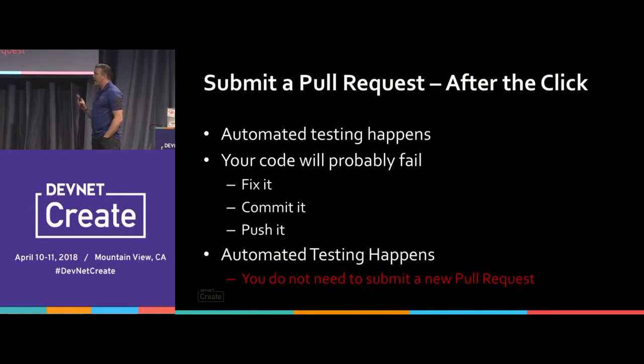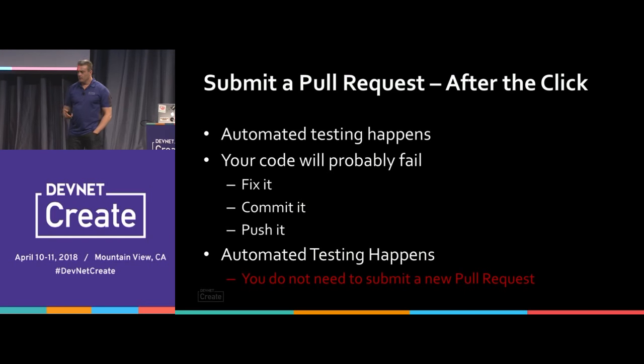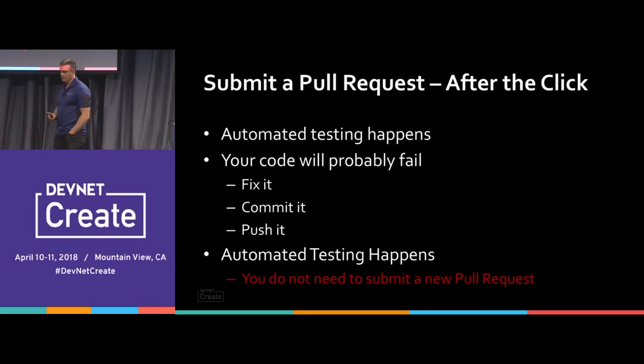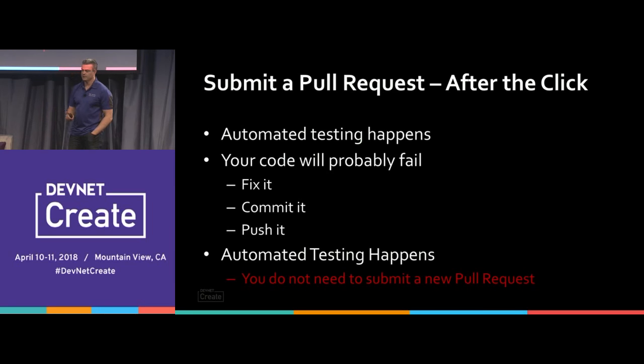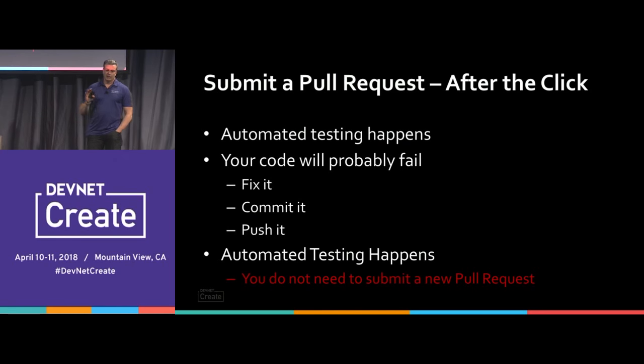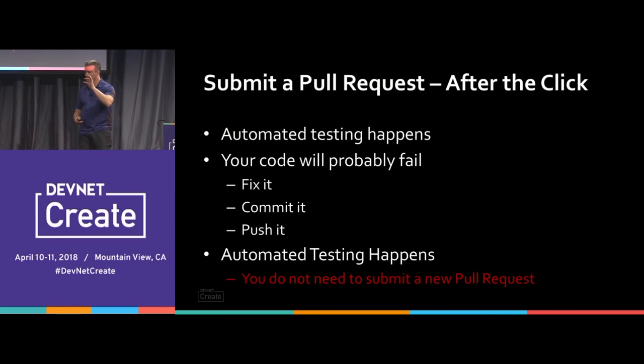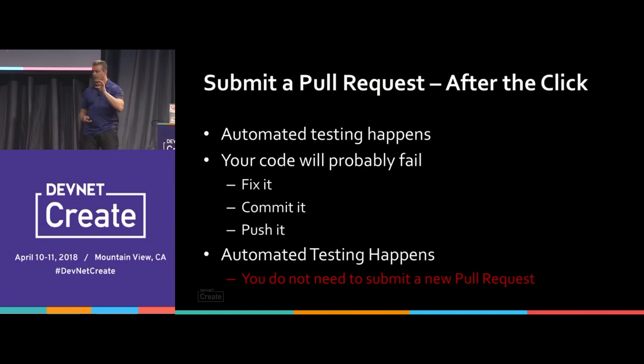All right. So after you click that button to submit the pull request, automated testing will happen. And as good as you are as a developer, and I've been developing for 30 plus years, your code will fail. I'm going to say 100% without a doubt. Someone might prove me wrong. Please do. Your code will fail because you didn't leave two spaces between a method name in your module and the next method. There's so many things that happen. So all this automated testing happens. Your code will probably fail. Fix it, commit it, and push it again.